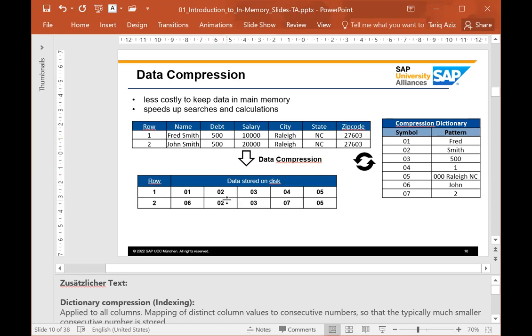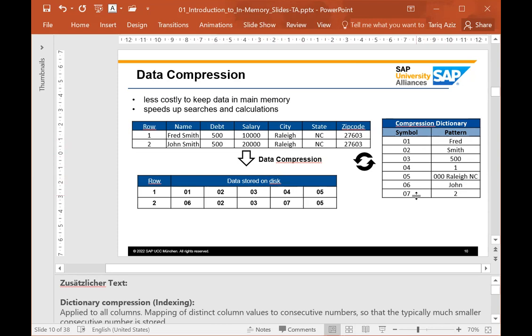So whenever it has to redo the data for display, it goes to the dictionary, and it says, okay, what is 2? 2 is Smith. It will display the Smith. What is 1? It is Fred. Okay, Fred Smith. What is 3? 3 is like 500. What is 4? It is like row number 1. 5 is like the city and the state, something like that. So that is how we do the data compression. We do the data compression with the help of storing the key values, storing the symbols, and keeping the pattern in the data dictionary.